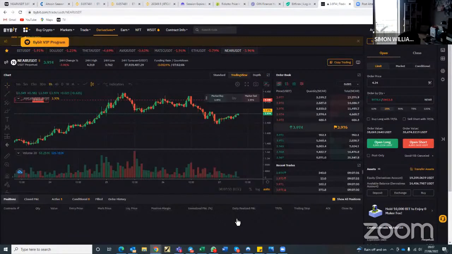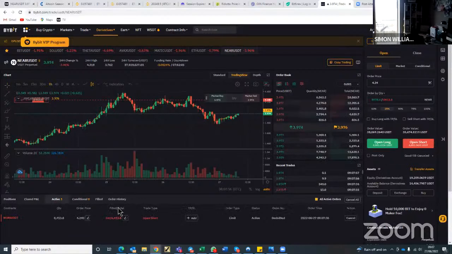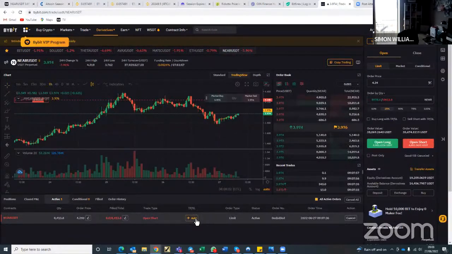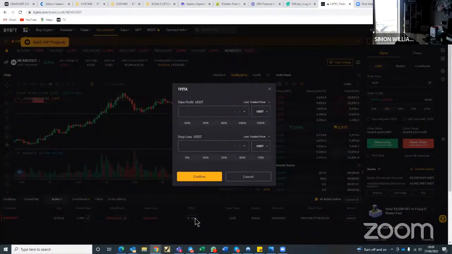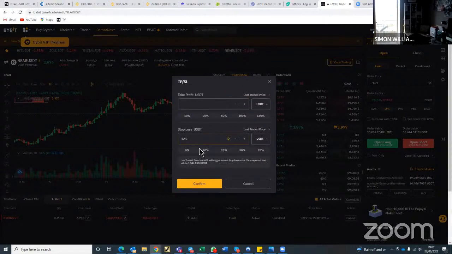And once you're in here, or even now, I can go, there's a little box here that says TP stop loss. So I can go and add my stop loss right now if I want to. My stop loss was 4.40. And it tells me at the bottom, my stop loss is 4.40. Your expected loss will be 1,346 USD. I'm going to confirm that stop loss, put it in.